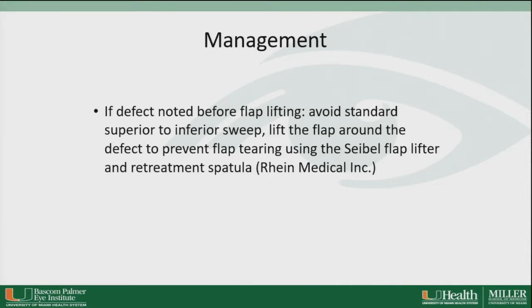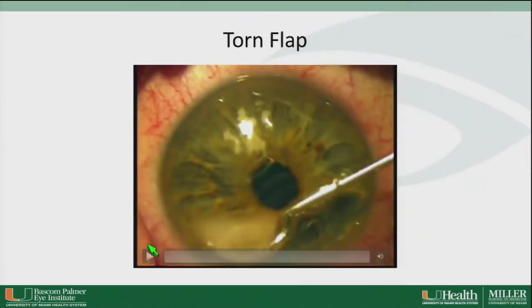If we detect the incomplete flap before lifting, such as in the case of vertical gas breakthrough, we can sometimes manage them and complete the refractive procedure. We do this by avoiding the standard superior to inferior sweep and lifting the flap around the defect to prevent the flap tearing, using a Cybele flap lifter and a retreatment spatula.